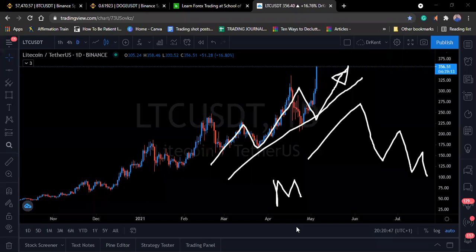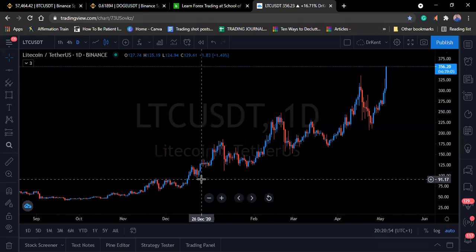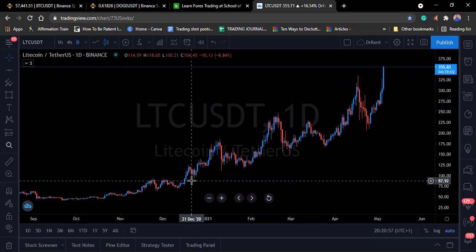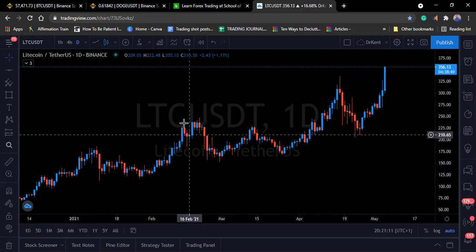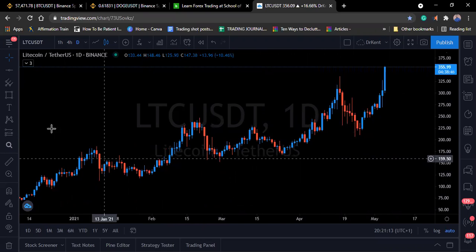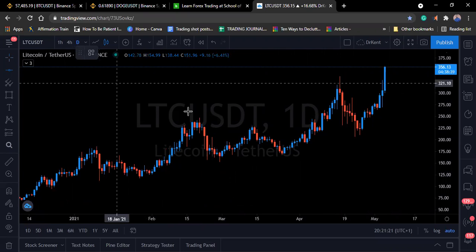Now, for you to be able to draw market structure or know how to use market structure, first you need to understand properly what support and resistance is and how to draw your support and resistance zones. So let's start with that. By knowing support and resistance zones, or support and resistance lines, then you can better cite what the market structure is.